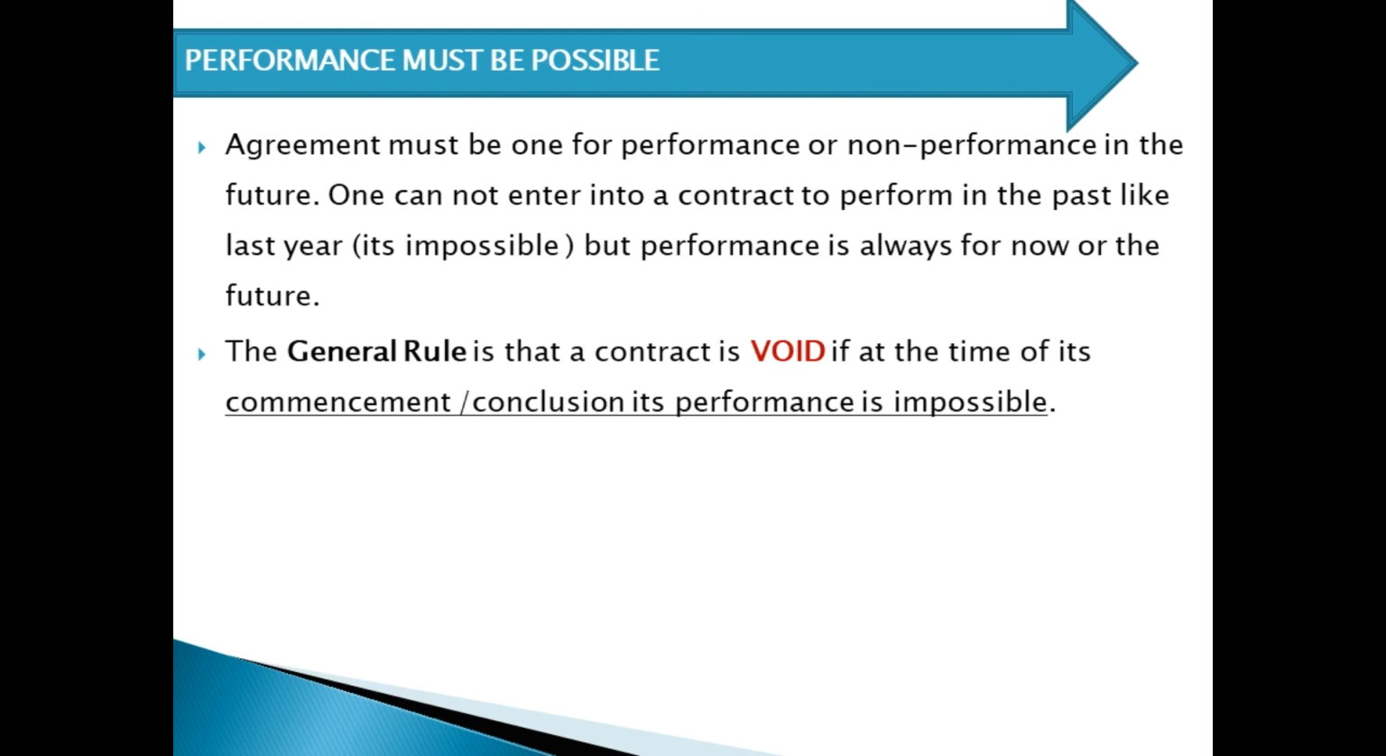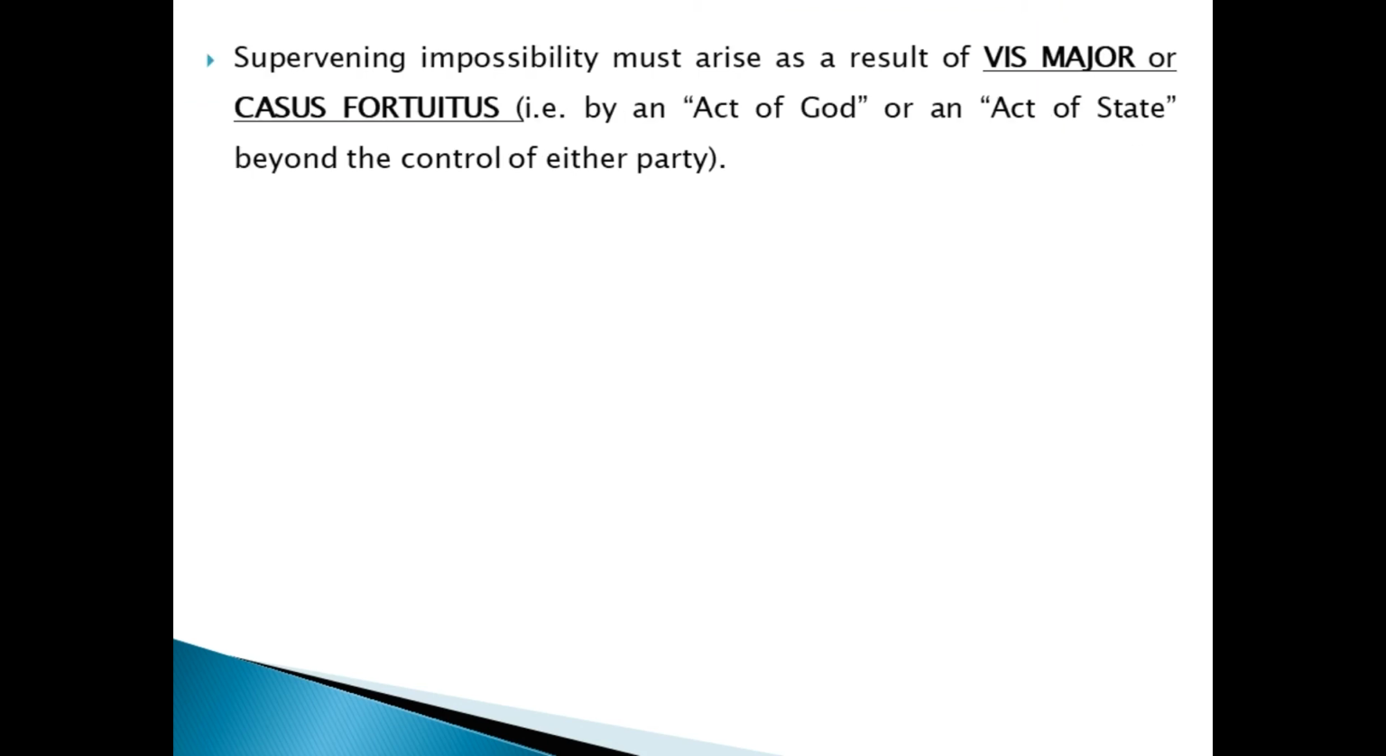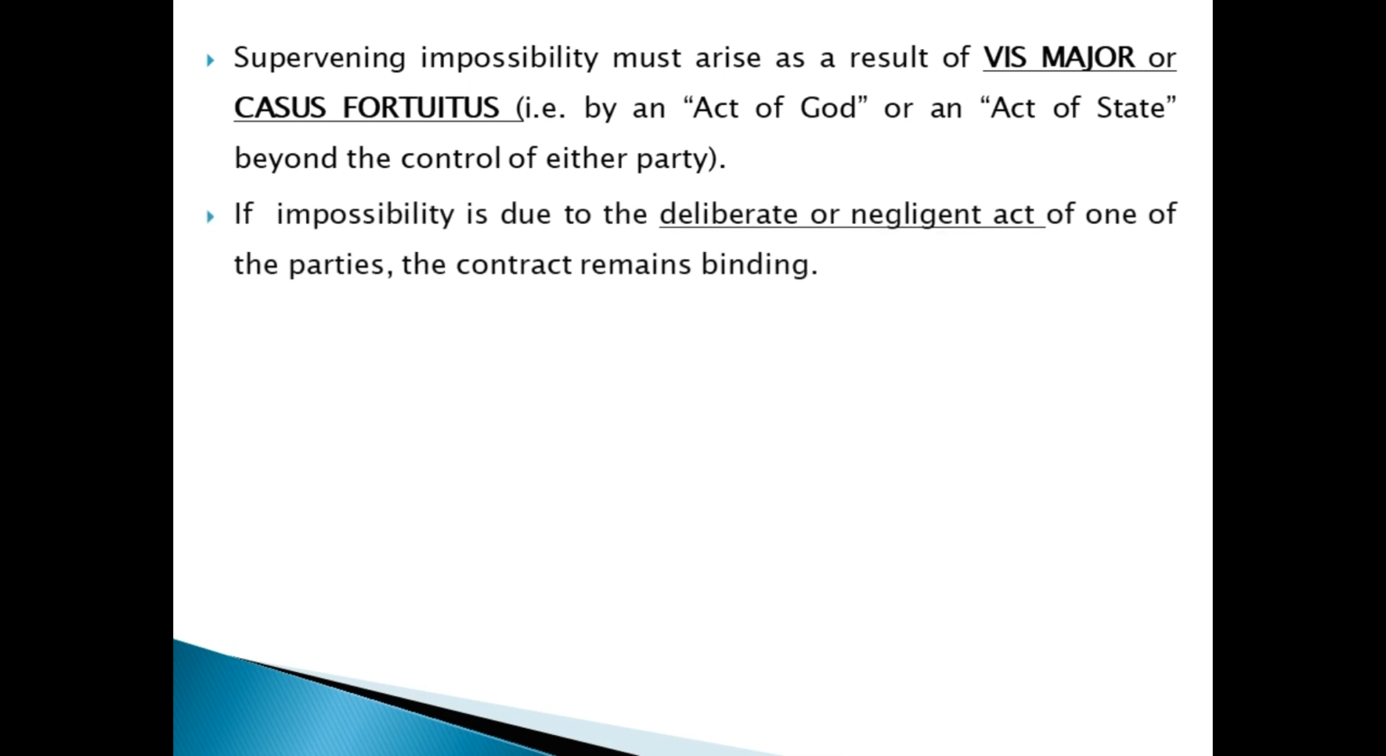The general rule is that a contract is void if at the time of its commencement or conclusion, its performance is impossible. So if a contract becomes impossible of performance after it has been entered into, the contract is extinguished as soon as it becomes impossible and there can be no future breach of it. Supervening impossibility must arise as a result of vis major, that is the act of God or the act of state, which are beyond the control of either party. If impossibility is due to the deliberate or negligent act of one of the parties, the contract remains binding.